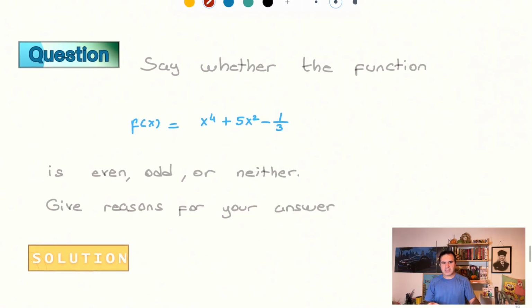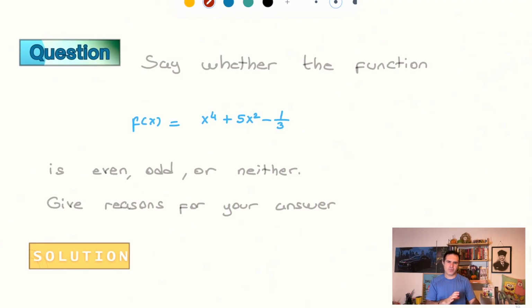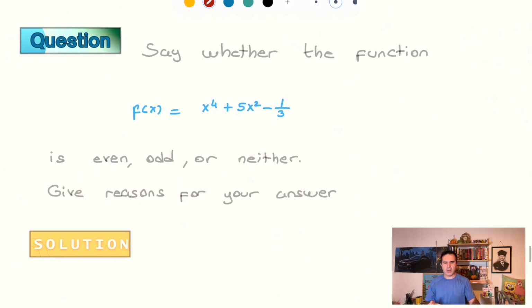Next question, say whether the function f of x equals x to the 4 plus 5x squared minus 1 over 3 is even, odd, or neither. Give reasons for your answer. Let's determine whether the function is even, odd, or neither. We will do this again by calculating f of minus x and comparing it with f of x.